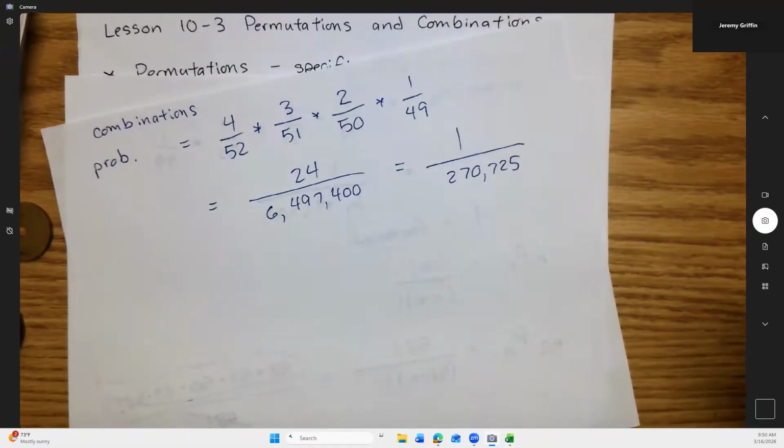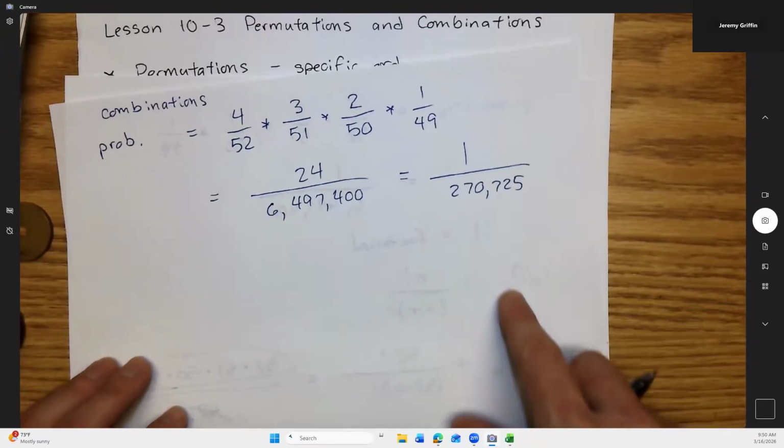Which is much more likely. Does that make more sense? It'd be much more likely to happen if you don't care about the order. That makes sense, right?